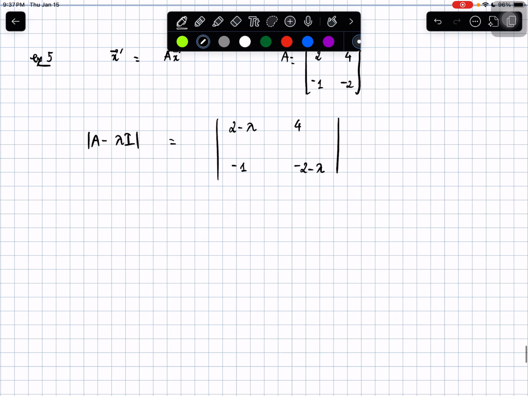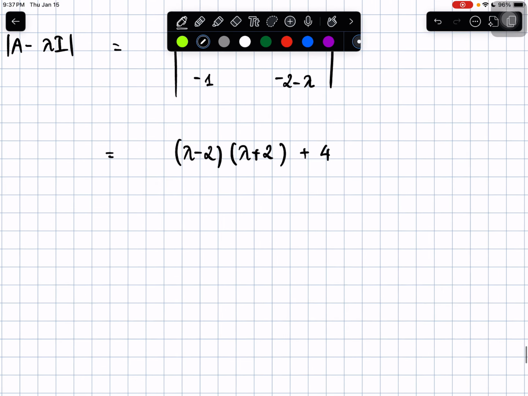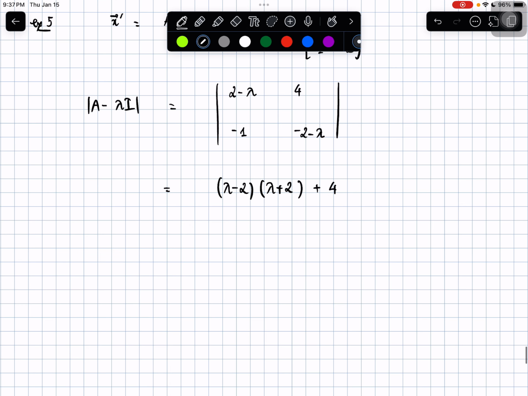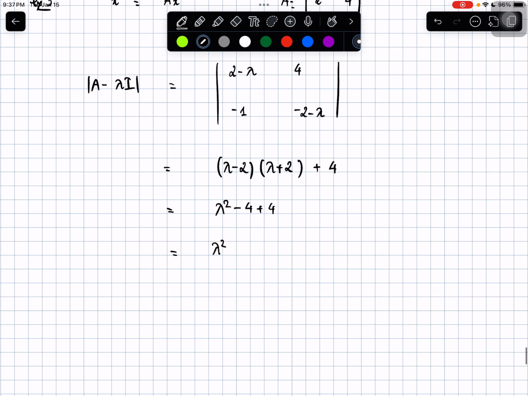So we have 2 minus lambda and minus 2 minus lambda, so lambda minus 2 times lambda plus 2, minus minus 4, which is plus 4. So in this case we have lambda squared minus 4 plus 4. So lambda squared is equal to 0 if and only if lambda equals 0. This is multiplicity 2.